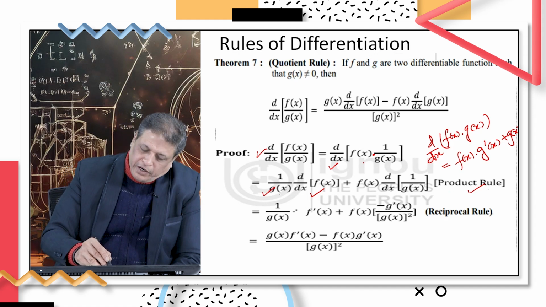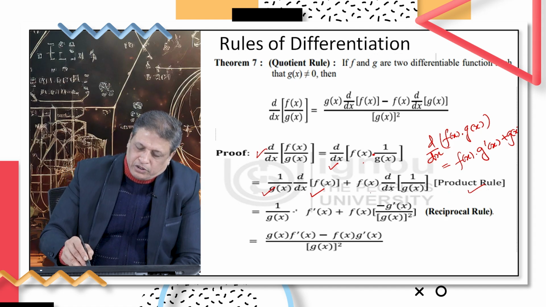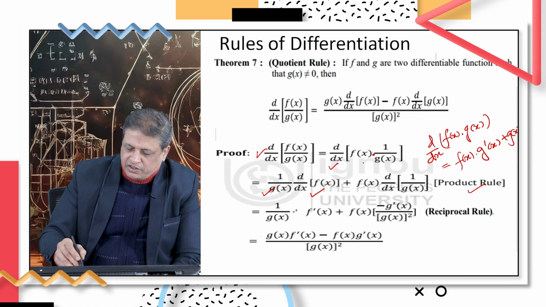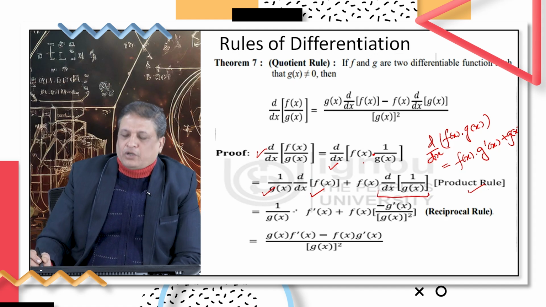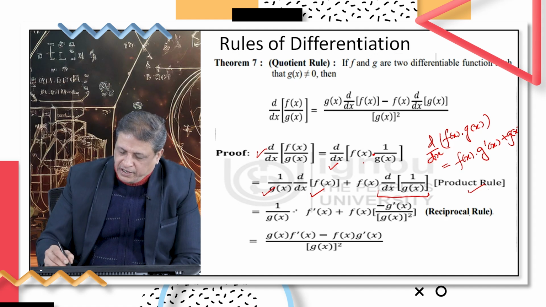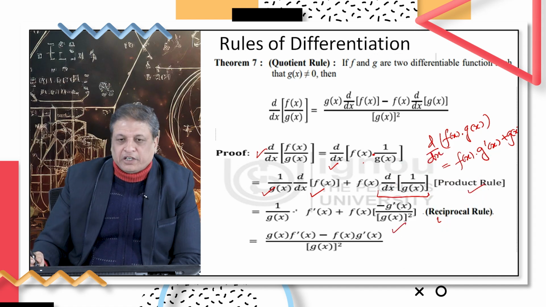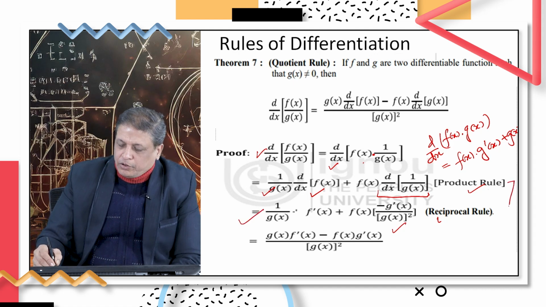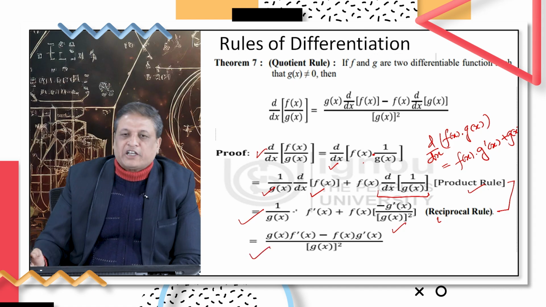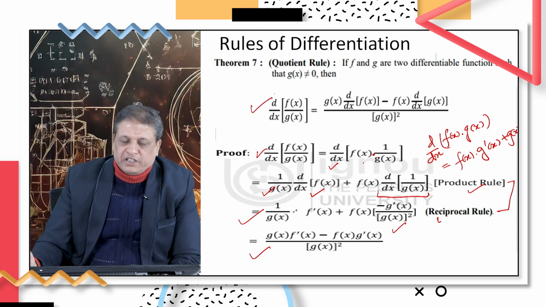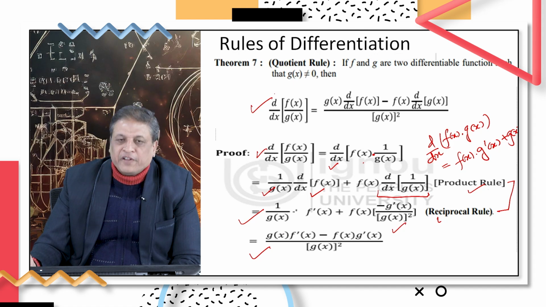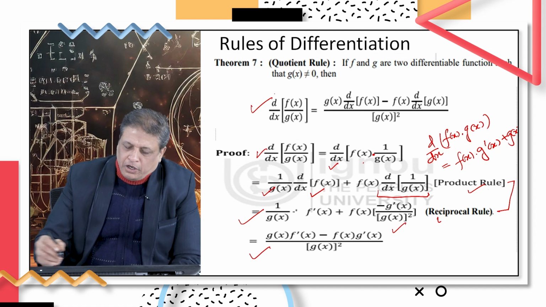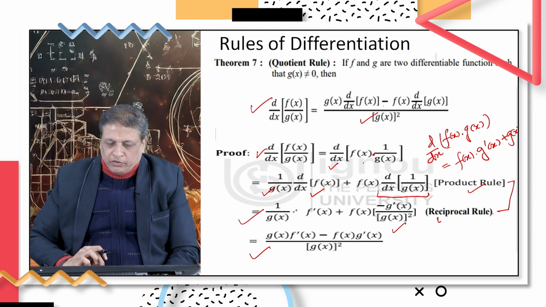So, we applied the product rule and we got 1 by g(x) into d/dx of f(x) plus f(x) into d/dx of 1 by g(x). Just now we found that d/dx of 1 by f(x) is minus f'(x) upon f(x) square. So, applying this identity, that is the reciprocal rule, we got that expression is minus g'(x) upon g(x) square. After application of the product rule and the reciprocal rule, you will get the expression that d/dx of f(x) by g(x) is g(x) into d/dx of f(x) minus f(x) into d/dx of g(x), by g(x) square. So these are some of the fundamental rules.